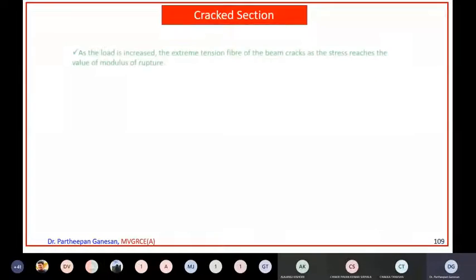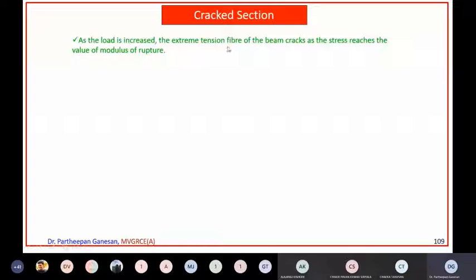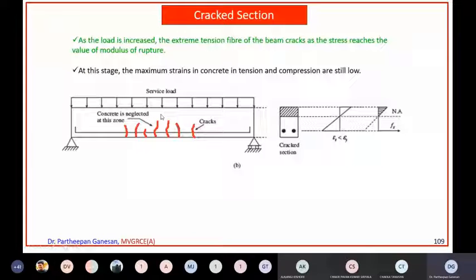Now, what is a cracked section? When the load is increased, the extreme tension fiber of the beam cracks as the stress reaches the value of modulus of rupture. At this stage, the maximum strain in concrete in tension and compression is still low. Now, if you increase the load further, because this fiber is subjected to tension, it will form a crack at the bottom. So what do we do? All the concrete in the tension zone is neglected because the crack is formed. So the section is already cracked.